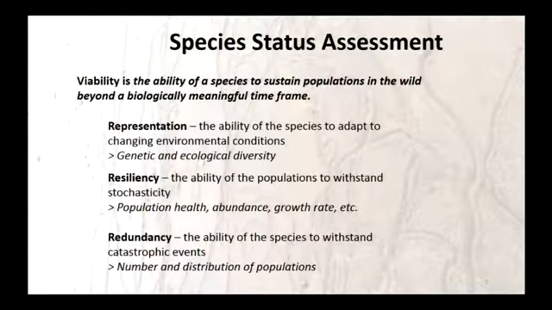The second is resiliency, and this is the ability of populations to withstand stochasticity. So that's pretty straightforward, right? We have to have a population that's either large enough or spread out enough to deal with catastrophic events like a fire or a disease or a flood or something. And then lastly is redundancy. Do we have, what number of resilient populations do we have that represent all of the genetic and ecological diversity of the species that's important to retain?